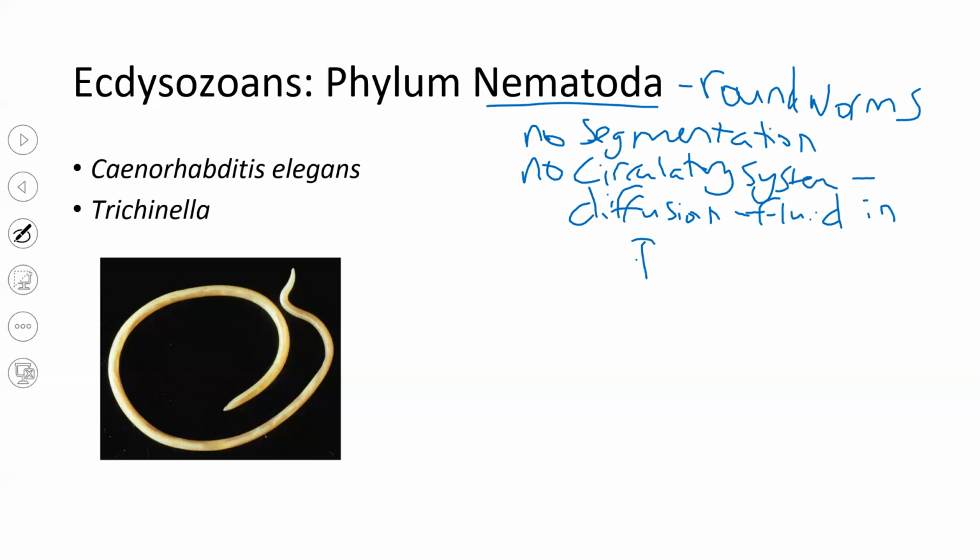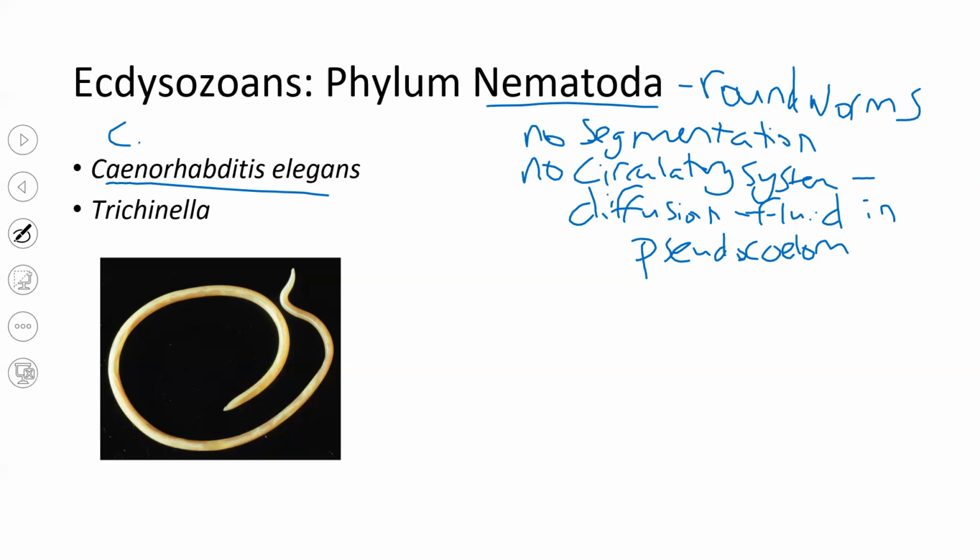So all their nutrients and gas exchange are diffusing through fluids in their pseudocoelom. Some of them are parasitic and some of them aren't. The one that's mentioned here, C. elegans, is used in a lot of scientific research for studying things like animal behavior, development, aging. So it's easy to grow in the lab and a lot of studies have been done on it.